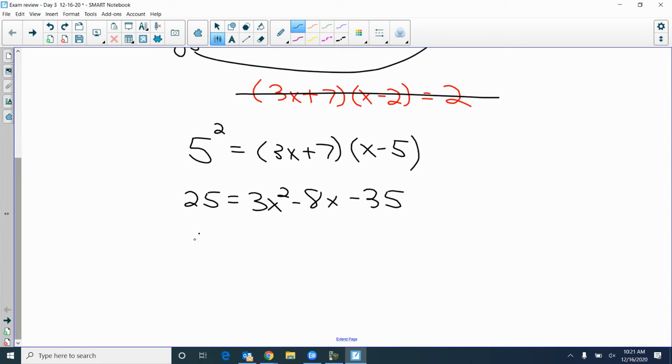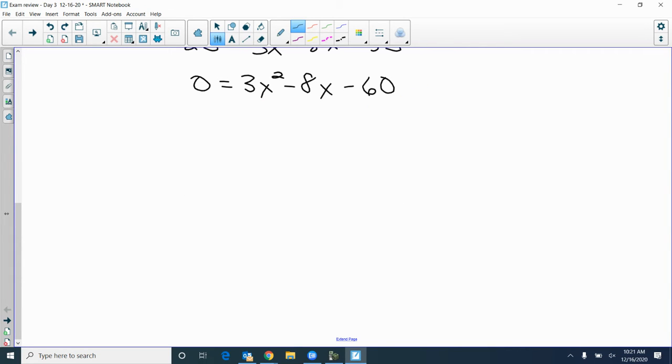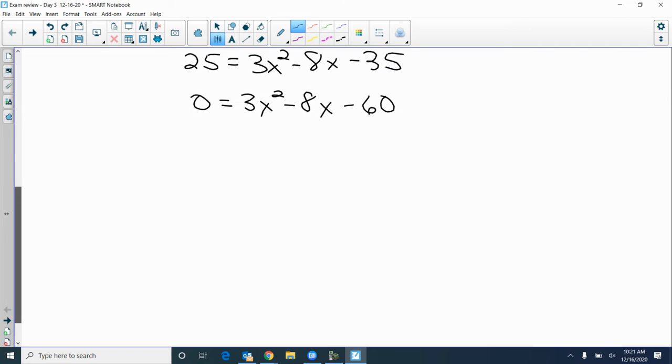Set it equal to 0. So I get 0 equals 3x squared minus 8x. If I subtract 25, I get minus 60. Okay, that will factor. Go ahead and work on your factoring skills.